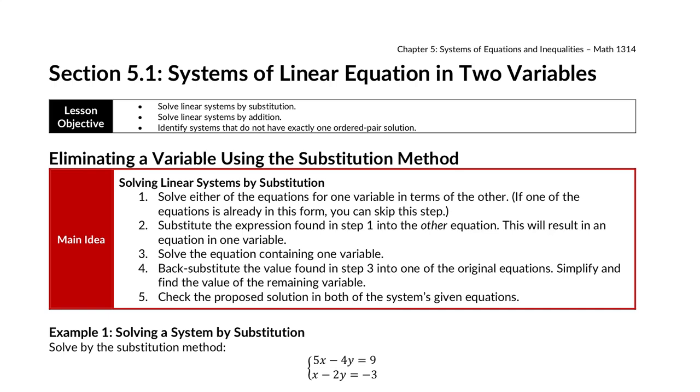All right, so chapter 5 is all about solving systems of linear equations. 5.1 is specifically when we have two variables. And then the next section, we're going to bump it up to 3 variables.